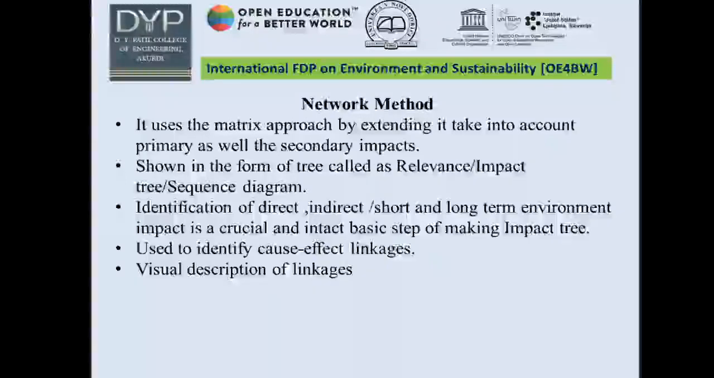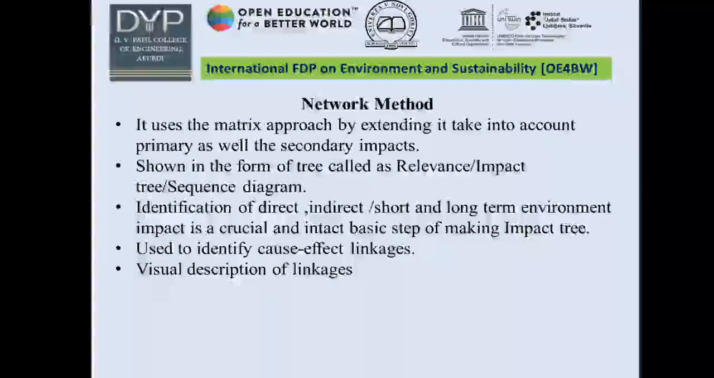It uses the matrix approach by extending it, taking into account primary as well as secondary impact. The network or systematic sequence approach of assessment requires scientific thinking throughout about the potential impact on the environment with or without the project. Identification of direct or indirect, short or long-term environmental impact is a crucial and integral step of making the impact tree.